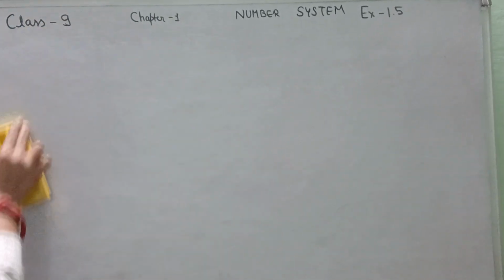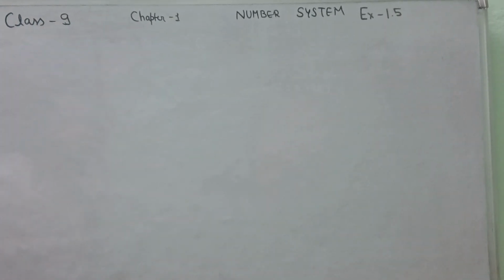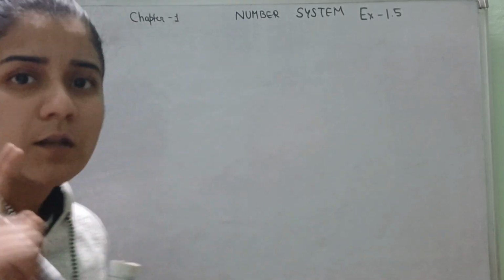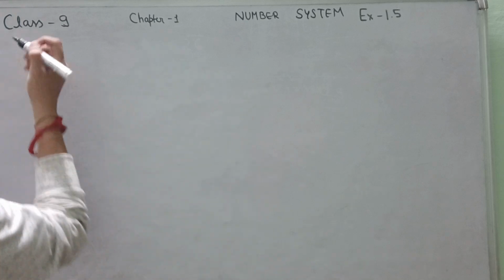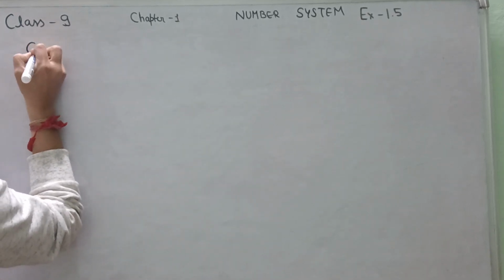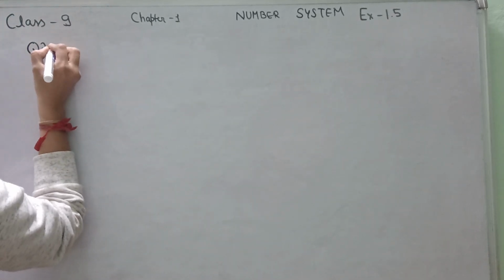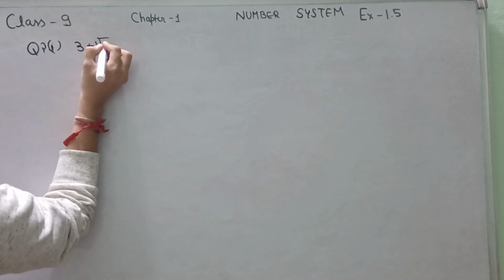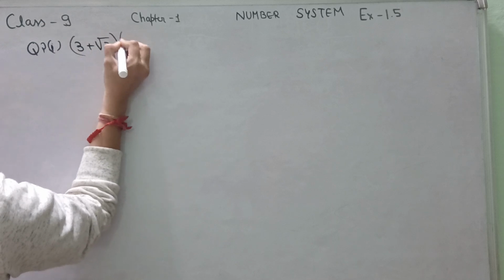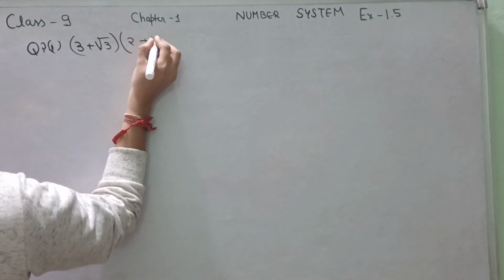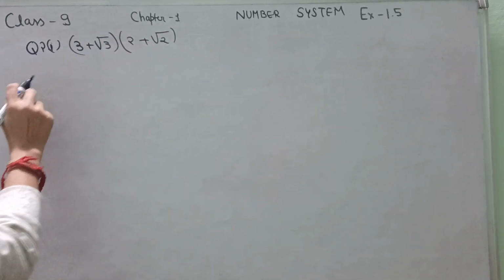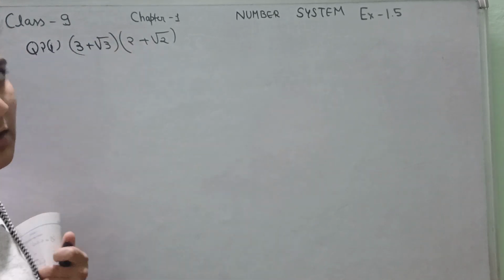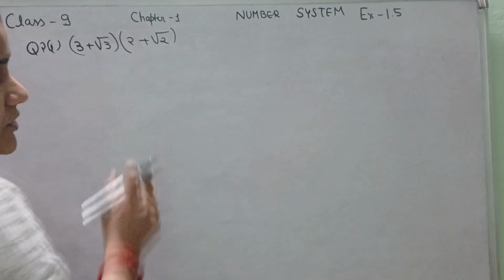Question number 2, simplify each of the following expressions. In this, we are going to see how to multiply, divide, subtract and add rational plus irrational numbers. Let's see it. Question number 2, part 1. 3 plus root 3 into 2 plus root 2. Okay, there is no symbol between them, so this simply means multiplication of the first bracket with the second bracket.